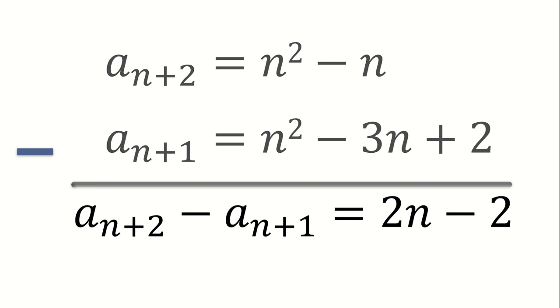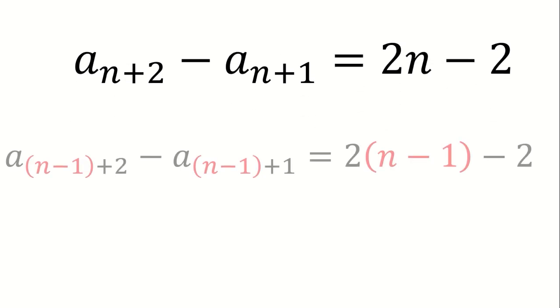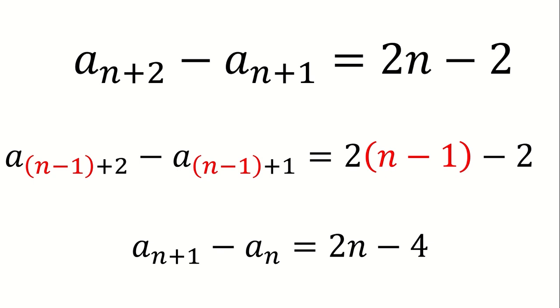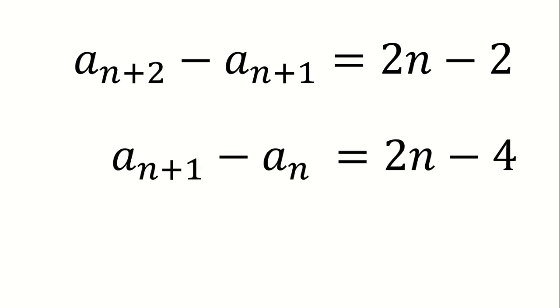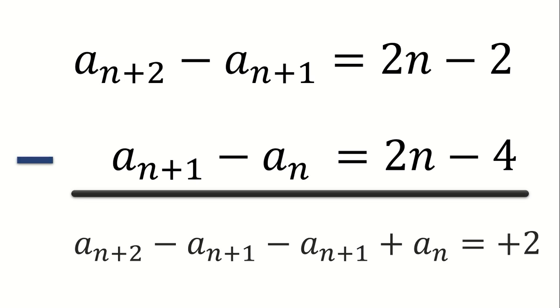And by replacing n minus 1 instead of n, we get a_(n-1+2) minus a_(n-1+1) is equal to 2(n-1) minus 2. And finally, we get a_(n+1) minus a_n is equal to 2n minus 4. So we can write these two equations next to each other: a_(n+2) minus a_(n+1) is equal to 2n minus 2, and a_(n+1) minus a_n is equal to 2n minus 4. Here we again want to remove the n parameter, so we can subtract these two equations as previously.